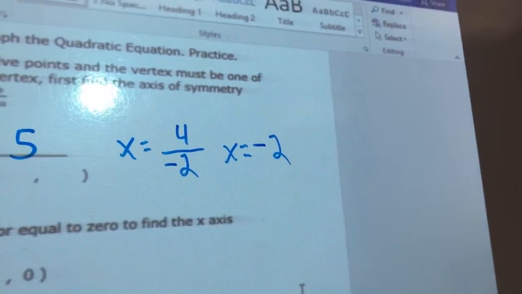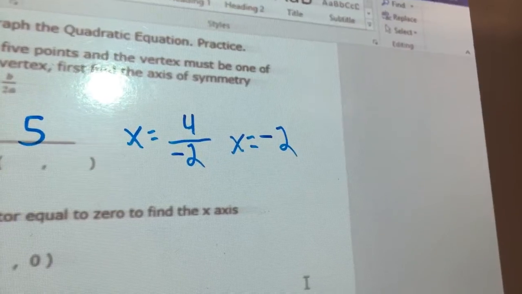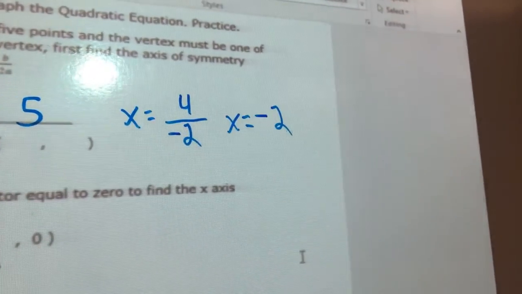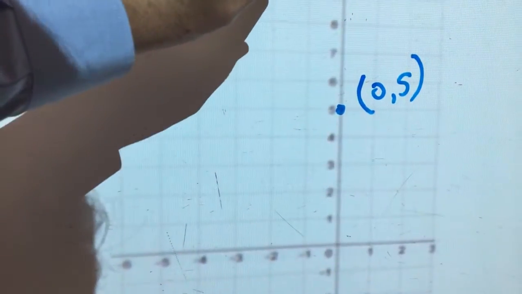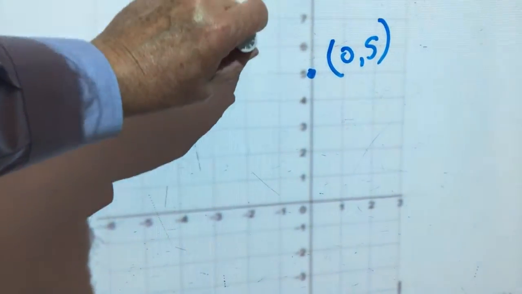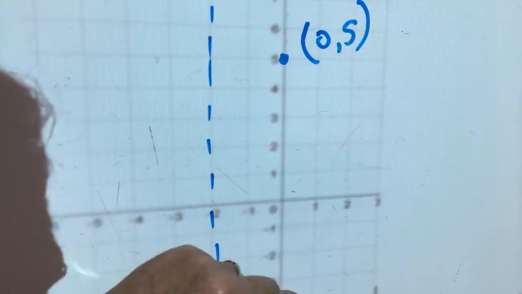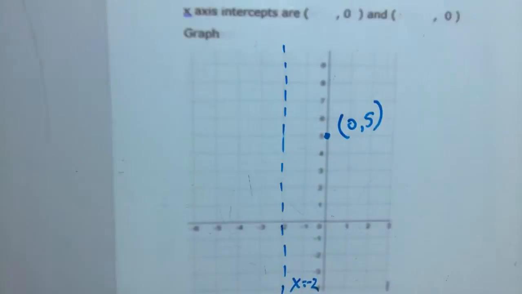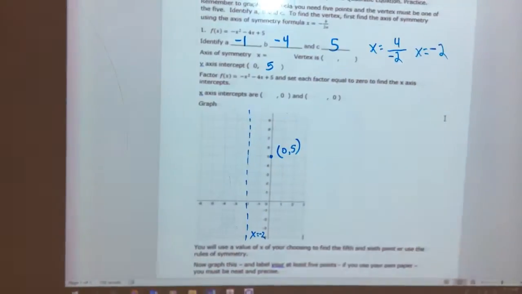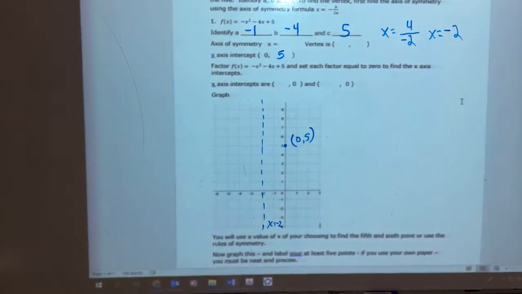If you recall, when you have an x is equal to some kind of constant, it's a vertical line through that constant. In our case, negative 2. So I'm going to come over to the graph, and I'm going to put this axis of symmetry. There we go. X is equal to negative 2. There's my axis of symmetry. Wow, what a beautiful straight line.